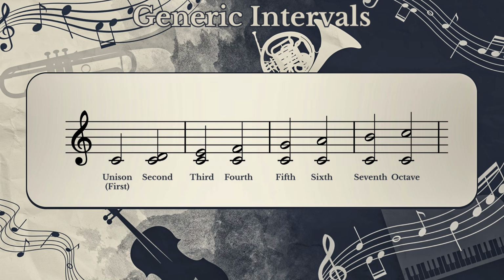A generic interval tells us how many lines or spaces there are between two notes on the staff. It simply counts the basic distance between them. For example, if both notes are on the same line or space, that's a unison. If they are next to each other, like from C to D, that's a second, and so on. The generic intervals are unison or first, second, third, fourth, fifth, sixth, seventh, and octave.